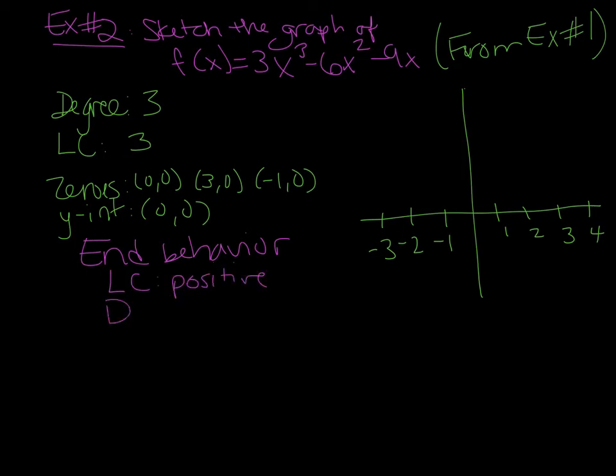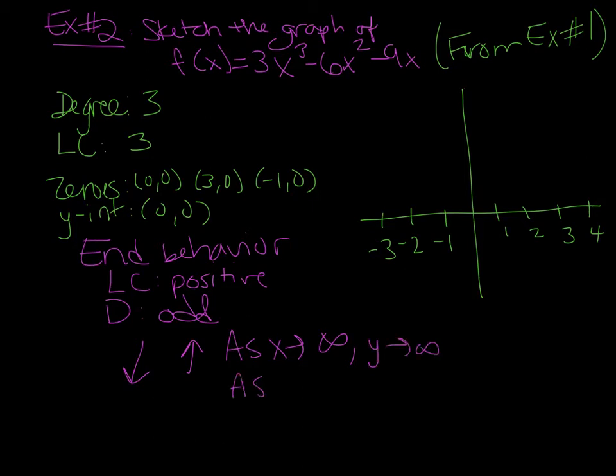My degree, which is also 3, is odd. So what that means is that my end behavior is going to be of this form, which means that as x approaches infinity, y approaches infinity, and as x approaches negative infinity, y also approaches negative infinity. So that's going to be helpful for drawing this.